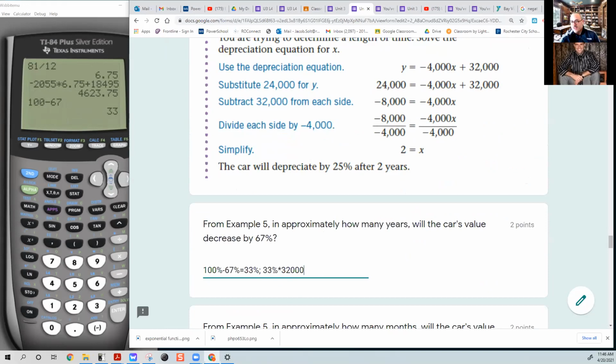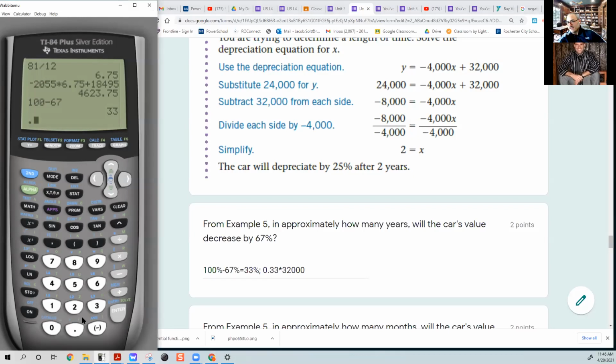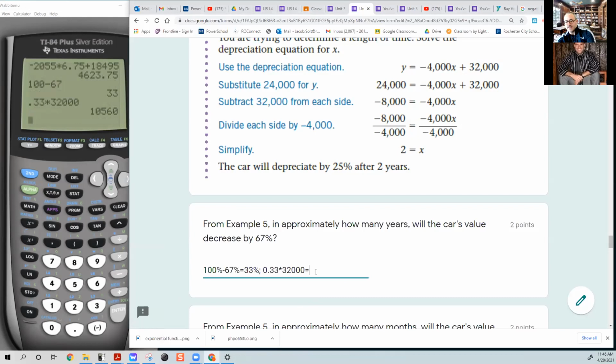Well, of course, I'm going to have to take the percentage and convert it into a decimal. I do that by dividing by 100. I can do that in my head just by moving the decimal place over by 2. So I'm looking at 0.33 times 32,000. Let me try to do that. 33% of $32,000, okay, that's 10,560. That is the value of the car when it has decreased by 67%.